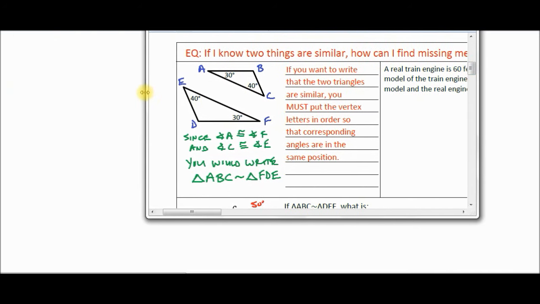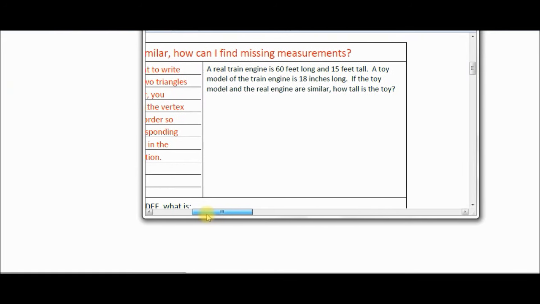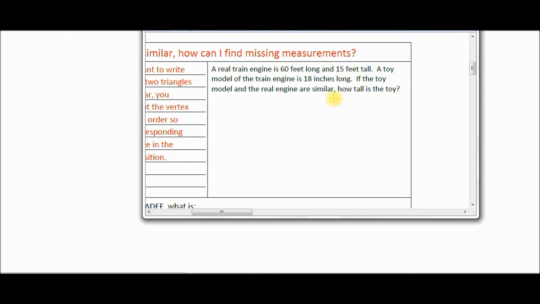on this page, and I'll scroll this over so we can see it in the middle. Let's see how this works in kind of a story-based problem. A real train engine is 60 feet long and 15 feet tall. A toy model of the train engine is 18 inches long. If the toy model and the real engine are similar, class, guess what? All of our properties of similarity show up now. If they're similar, how tall is the toy?